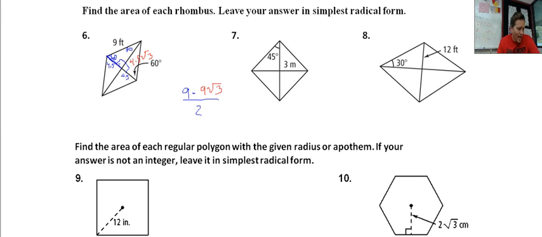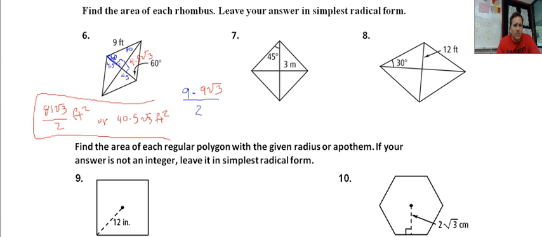So when we simplify this, 9 times 9, you can put either of two things: 81 rad 3 over 2, because that's as simplified as it can get, or if you wanted to write it as a decimal, we could also do 40.5 rad 3 square feet. Either of these would be acceptable if we are keeping it as a radical.